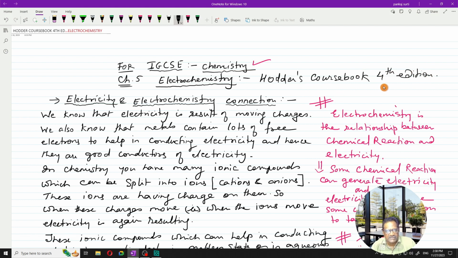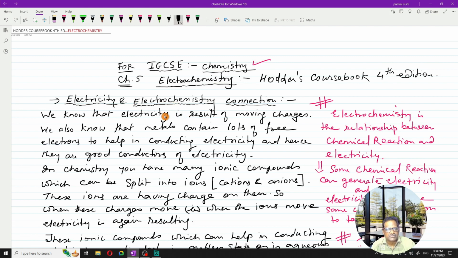So today's topic, as you can see on your screen, is electrochemistry, and let us get started. First of all, let us try to understand what this word electrochemistry actually means. You must know what electricity is, and today you are introduced to a new word, electrochemistry. Is there any connection between the two? Let us try to find out.